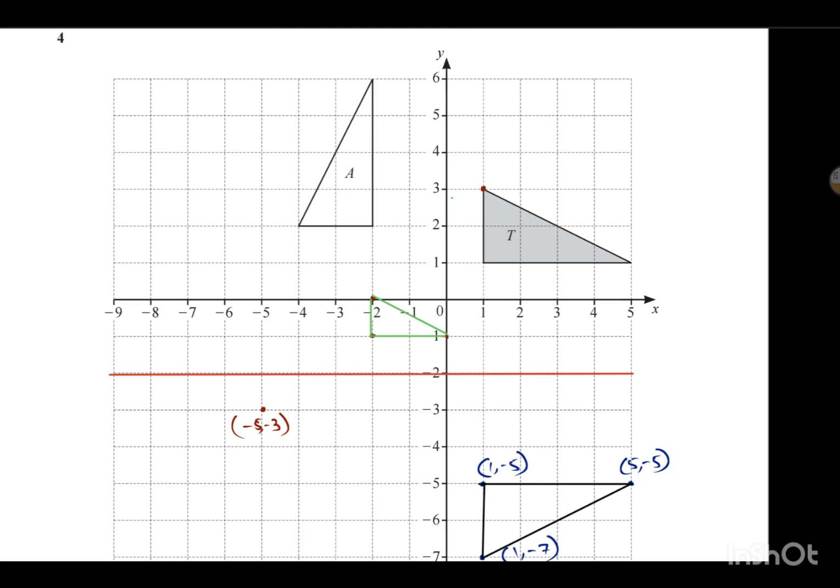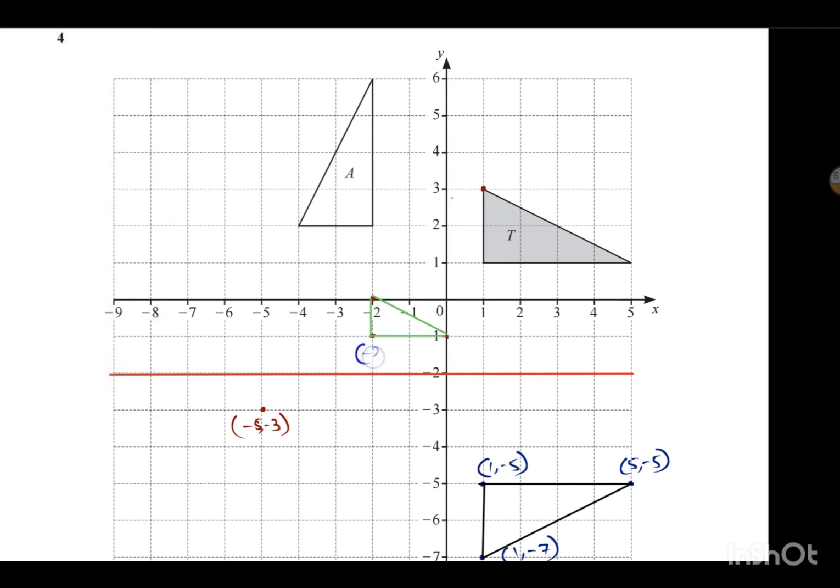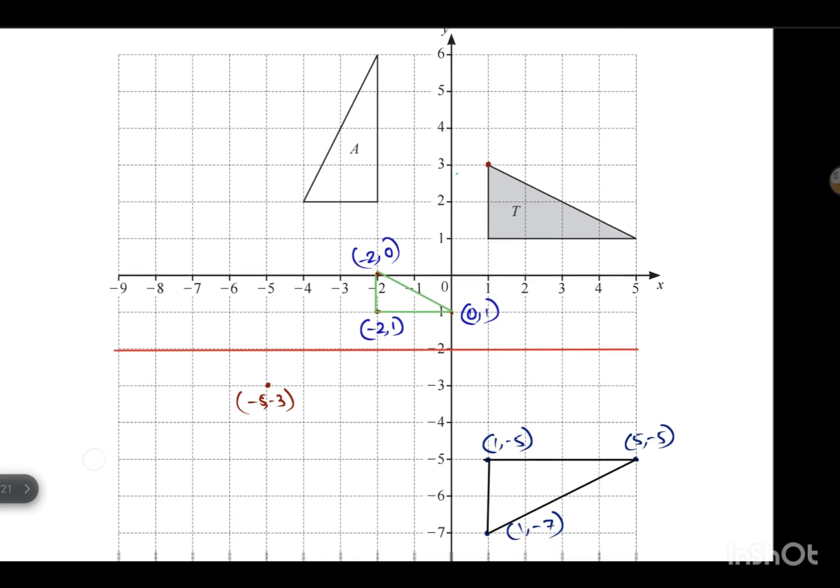Enlargement is done. So write down the vertices now again. So coordinates here: this is minus 2, 1. This is minus 2, 0. And this one is 1, 0. And then 0, 1. This is the enlargement done. Okay. Now the last question here. Minus 2, 1, minus 2, 0, 0 and 1.